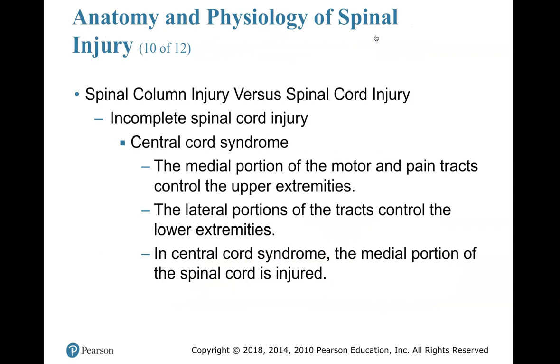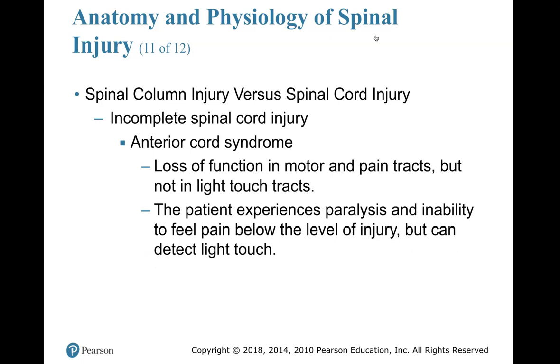And a syndrome is just a compilation of signs and symptoms that are together that's causing something, which would be the syndrome. All right, central cord syndrome. The medial portion of the motor and pain tracts control the upper extremities. The lateral portions of the tracts control lower extremities. In central cord syndrome, the medial portion of the spinal cord is injured.